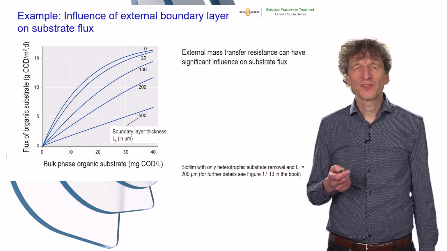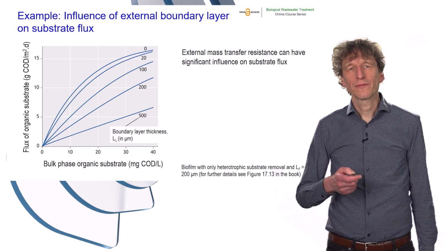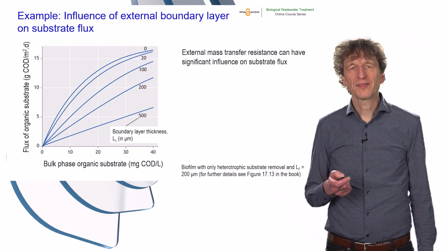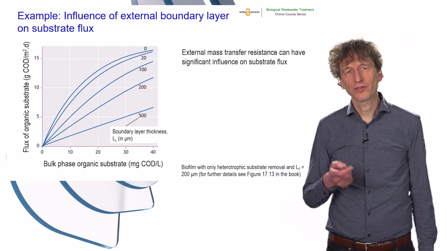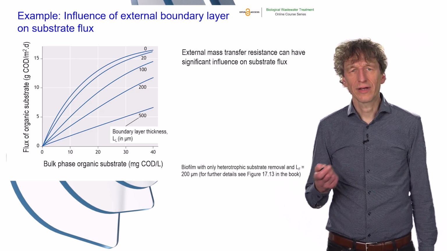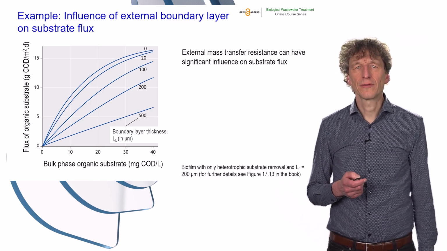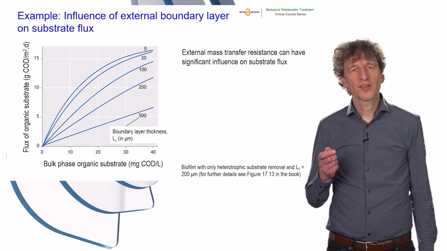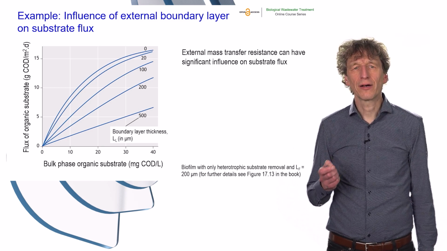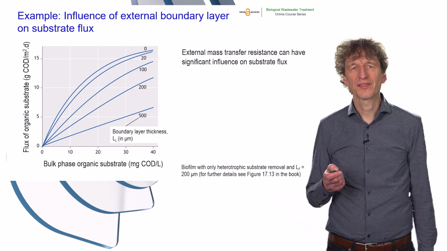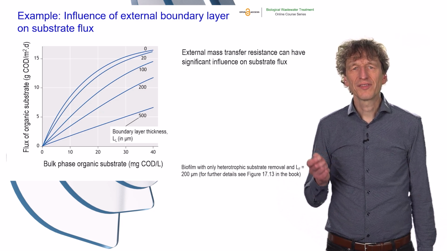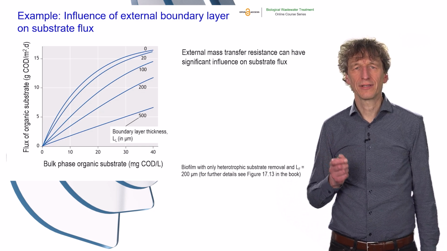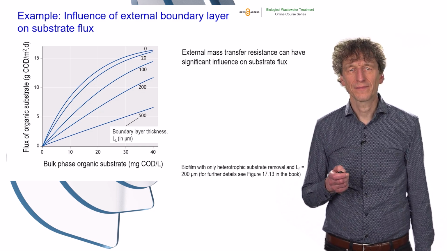Here is an example considering Monod kinetics for substrate degradation inside the biofilm. Bulk phase organic substrate concentrations are shown on the x-axis. On the y-axis, there is the flux of organic substrate. The different curves in this plot correspond to different boundary layer thicknesses, L sub L. We can see that external mass transfer resistance can have a significant influence on substrate fluxes.